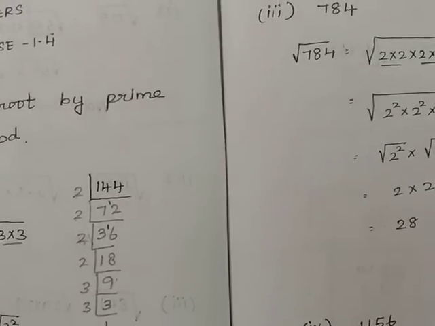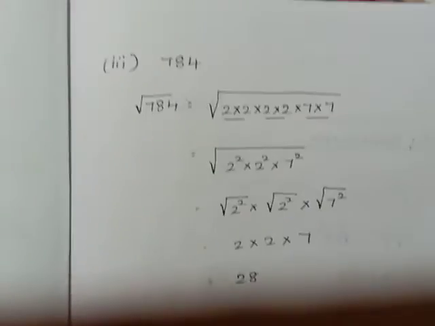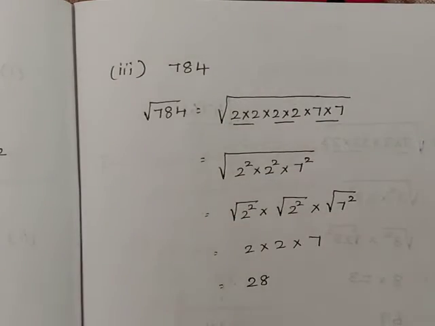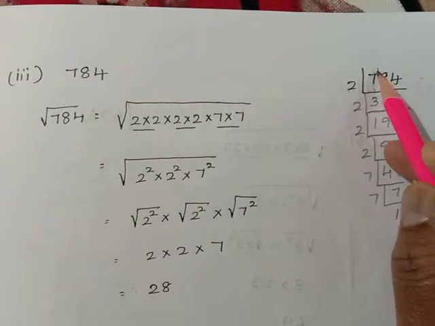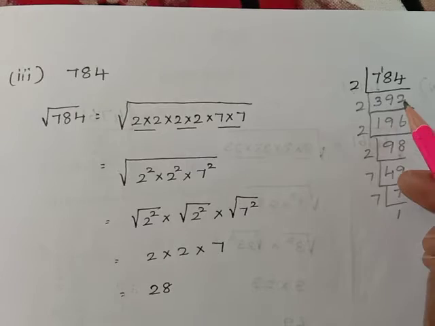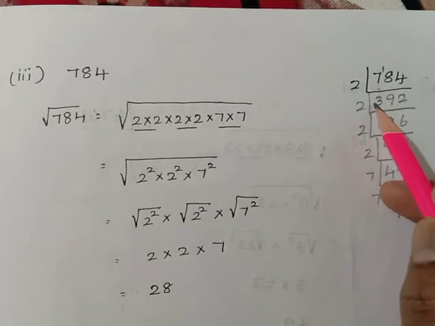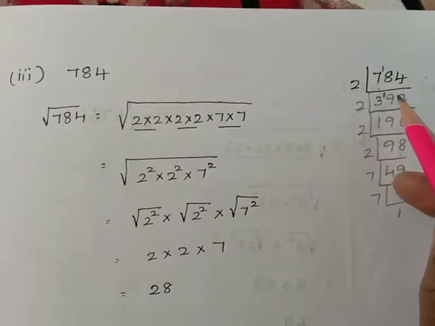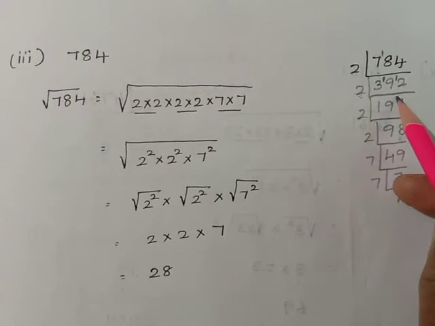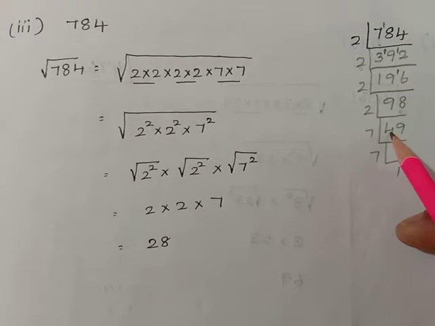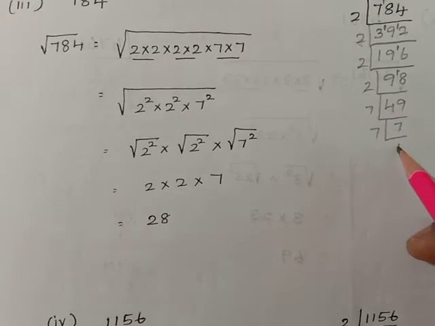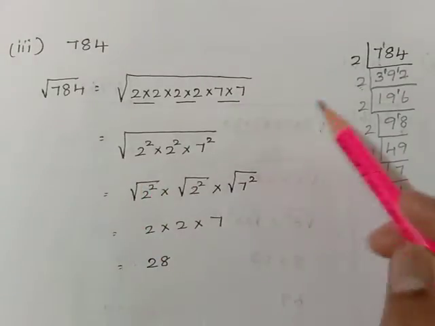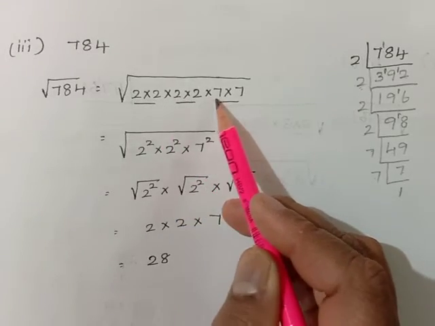Third question is 784. 784 by second table: 3 twos are 6, balance 1, 18, 9 twos are 18, 2 twos are 4. So 1 twos are 2, balance 1, 9 twos are 18, balance 1, 6 twos are 12. 9 twos are 18, balance 1, 8 twos are 16. 4 twos are 8, balance 1, 9 twos are 18. 7 sevens are 49, 1 sevens are 7. So your answer is 2 into 2 into 2 into 2 into 7 into 7.